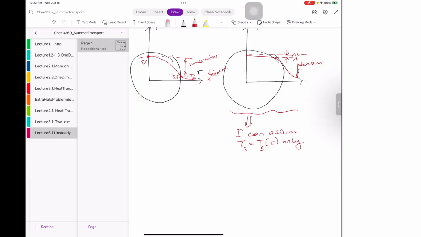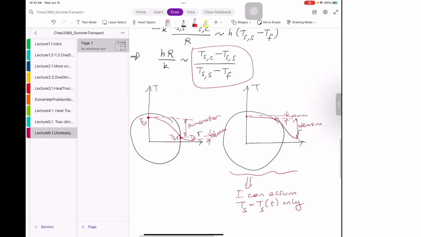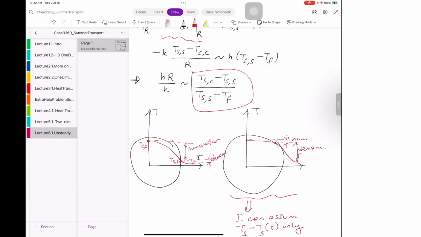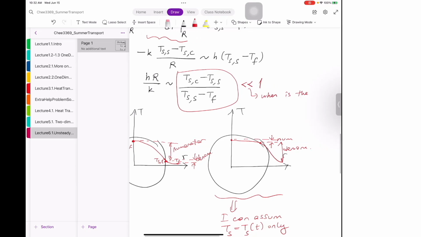And it's only when my numerator is much, much smaller than my denominator, or in other words, this number must be much, much less than 1, right? When is the numerator, delta T, much, much smaller than the denominator?